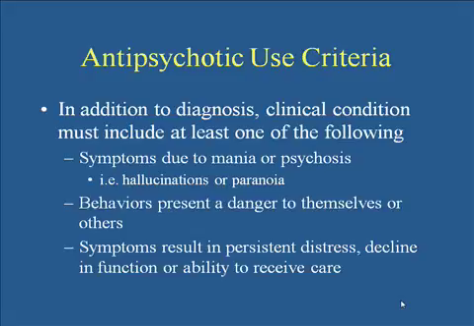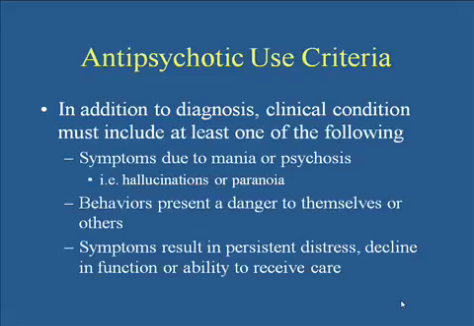So getting back to the antipsychotic use criteria, in addition to the diagnosis, we have to have at least one of the following criteria met. Certainly if the symptoms are due to mania or psychosis, such as hallucinations or paranoia, these are the drugs of choice for those conditions, and that creates a very important need for these medications. Another criteria would be if the behaviors that the resident exhibits present a danger to themselves or others. Things such as maybe hitting or aggressive behavior toward other residents or staff.